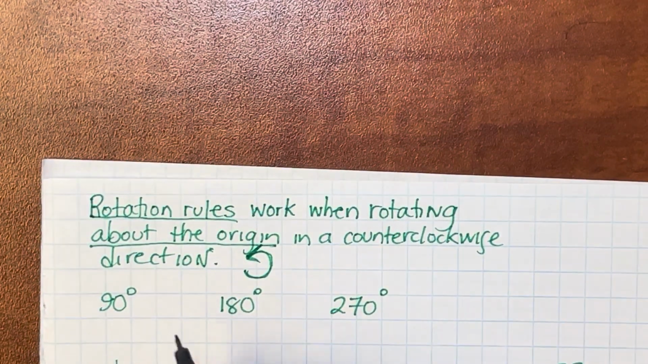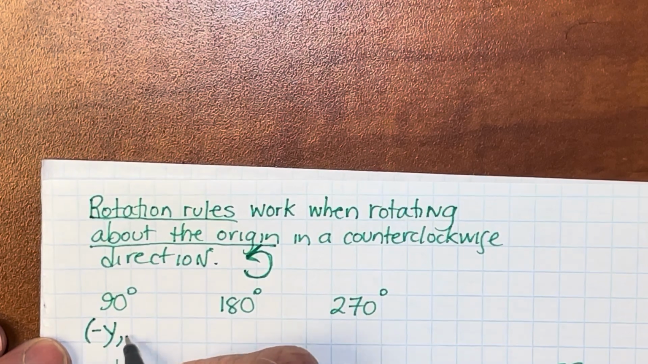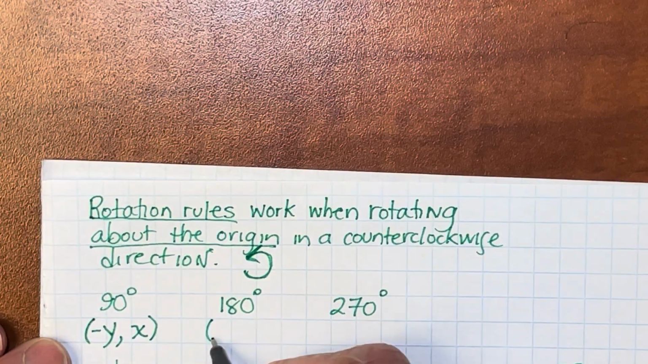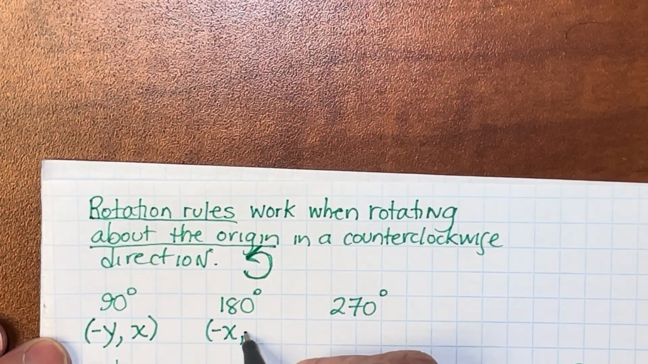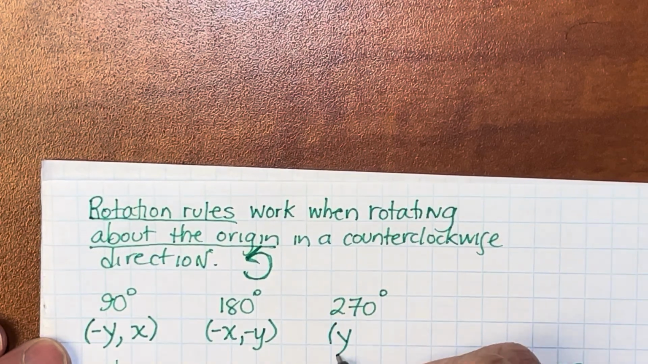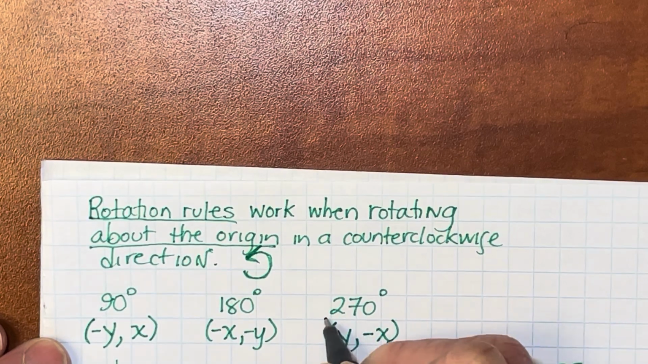So if we rotate 90 degrees around the origin, the y coordinate comes to the front and switches signs, the x goes to the back and remains unchanged. When it's 180, they stay put and they simply switch signs. And when it's 270, y comes to the front, x goes to the back and switches signs.